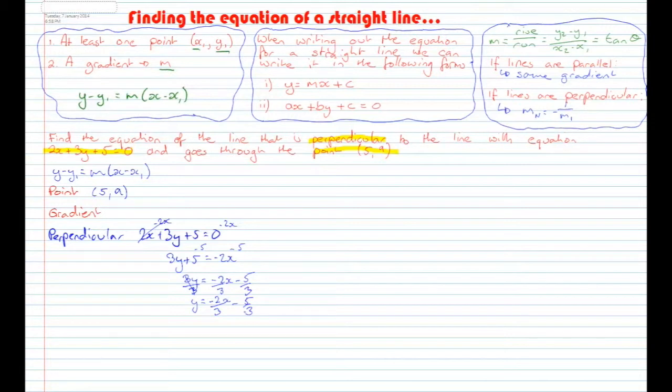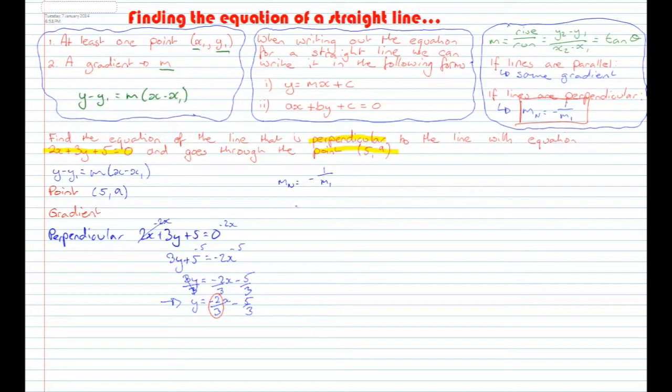Now I know that it is perpendicular to this line here. I know that the gradient of this line is negative 2 on 3, but for it to be perpendicular it needs to be at right angles. Now to find out the gradient of a line at right angles, we're going to use this formula up here that we've looked at before, which is the gradient of the normal is equal to negative 1 over the original gradient. So let's have a look at that.